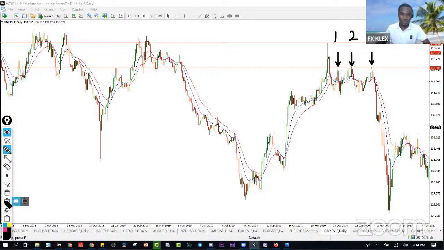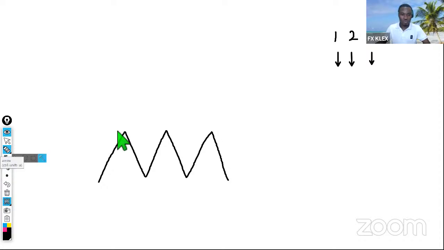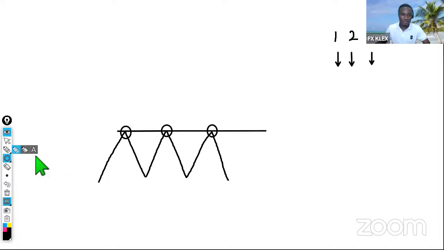It's a swing on my chart, the first swing, second swing, and the third swing. So what I do now is implement my key level line to connect these swings at this zone. There's a swing here, a swing here, and a swing here, whereby this is a resistance for this trend, a resistance for this trend, and a resistance for this trend.